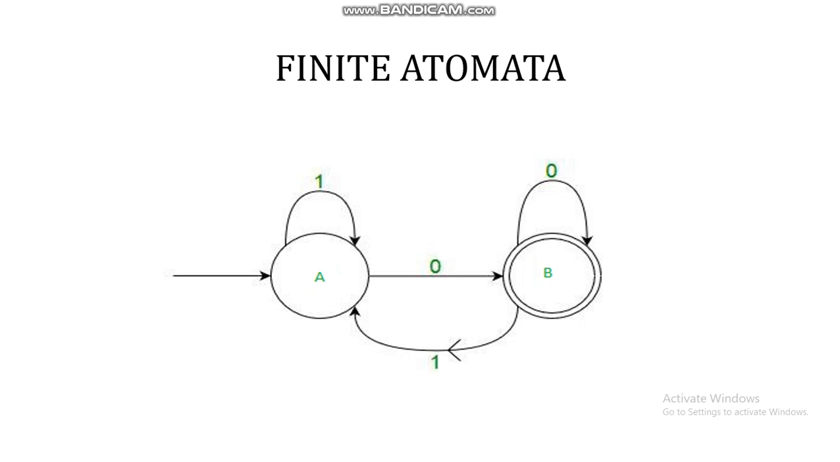As is seen from the diagram, when the finite automata is in state A and it receives an input 1, then the state remains the same. However, if it receives an input of 0, then the state of the finite automata changes from A to B. Similarly, when the finite automata is in state B and it receives an input of 0, then the state remains the same. However, if it receives an input of 1, then the state changes from B to A.